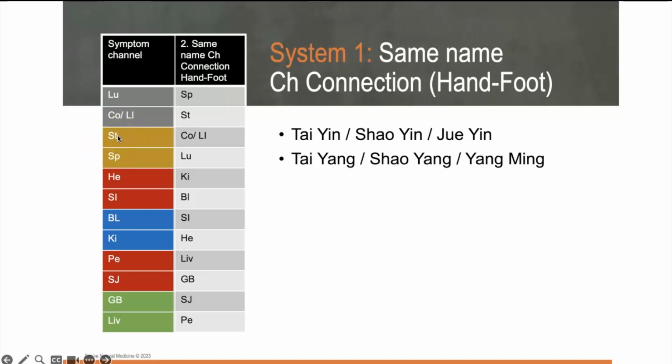What you find with this table is there's a lot of double up. When we're looking at things like Shao Yin, heart Shao Yin, hand Shao Yin, will be balanced by kidney foot Shao Yin. Small intestine hand Tai Yang will be balanced by bladder foot Tai Yang. And when we go down to Jue Yin, pericardium Jue Yin will be balanced by liver foot Jue Yin. Shao Yang San Jiao hand Shao Yang is balanced by foot Shao Yang.